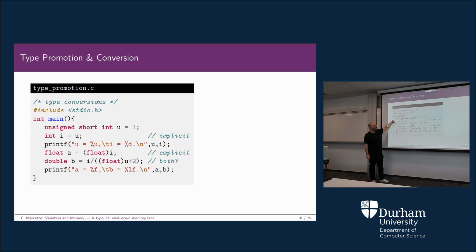This int i equal to u is an implicit type conversion. The int is more general than an unsigned short int, so it'll promote u to i. Then we have float a, which we explicitly convert from i. You do this by putting the target type in parentheses ahead of the variable. And then we have double b set equal to i divided by (float) u plus 2. That line somehow combines both explicit and implicit typing. And then finally, we print the values of a and b.